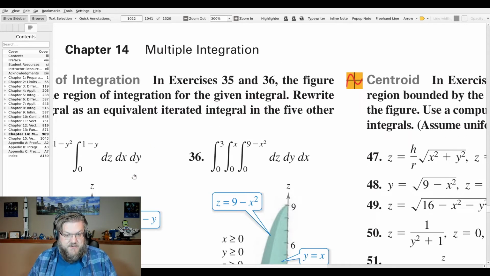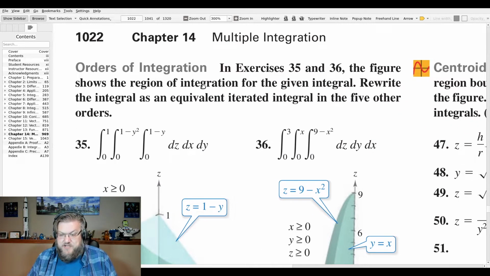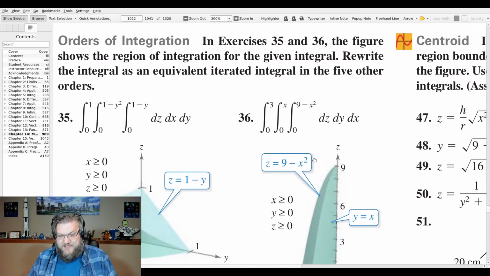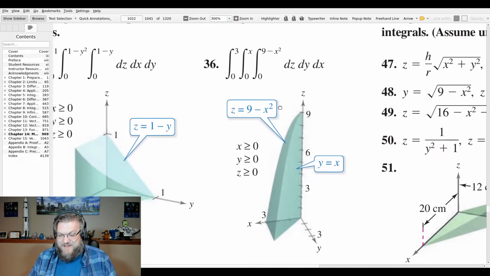And the instructions up here say, the figure shows the region of integration for the given integral. Rewrite the integral as an equivalent iterated integral in the 5 other orders. And so this will be a nice recap problem from last video and sort of a put it all together, hopefully, video as well for this. And we'll finish off the triple integration.